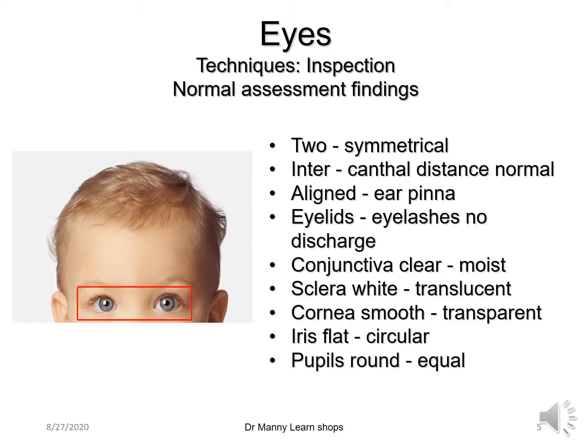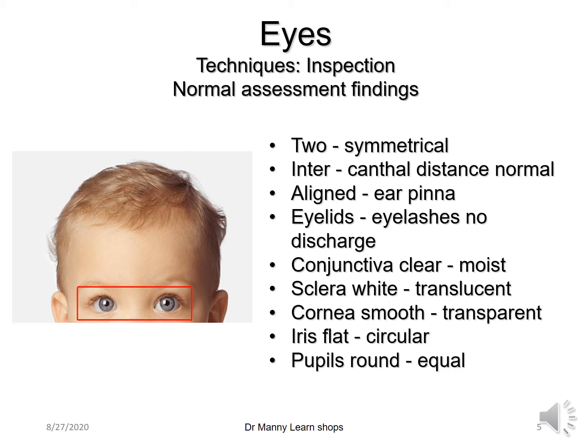When we look at the eyes, you've got two. We'll be using inspection as the technique. Normal findings are that the eyes are typically symmetrical. The intercanthal distance is normally equal. The ear pinna is aligned to the intercanthal distances. Eyelids and eyelashes are there, and there's no discharge. The conjunctiva are clear and moist. The sclera is white and translucent. The cornea is smooth and transparent. The iris is flat and coloured appropriately, and the pupils are round and equal.